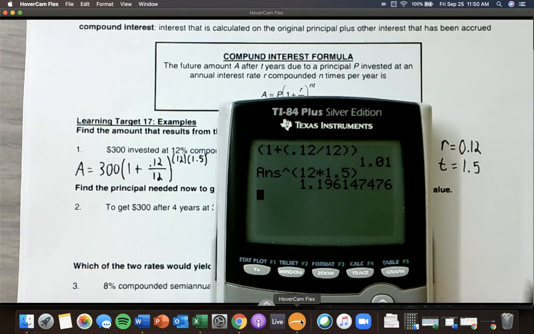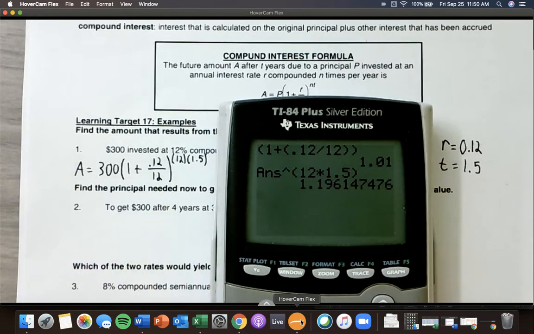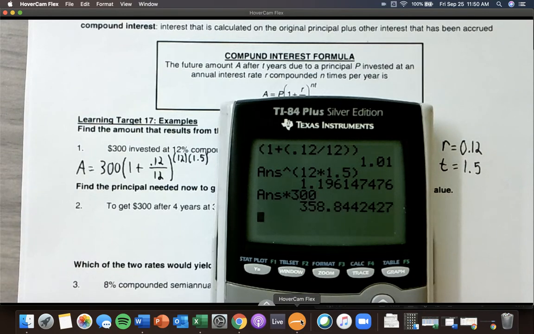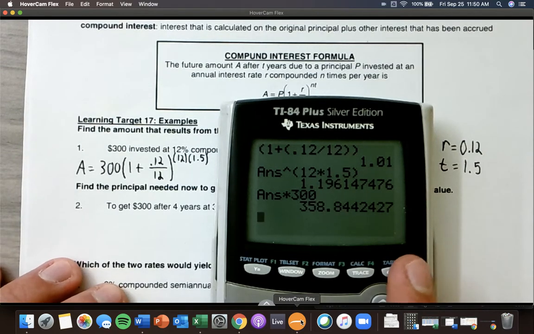All right, so now we have all of this figured out. We just have to multiply by 300. And we end up getting $358.84.